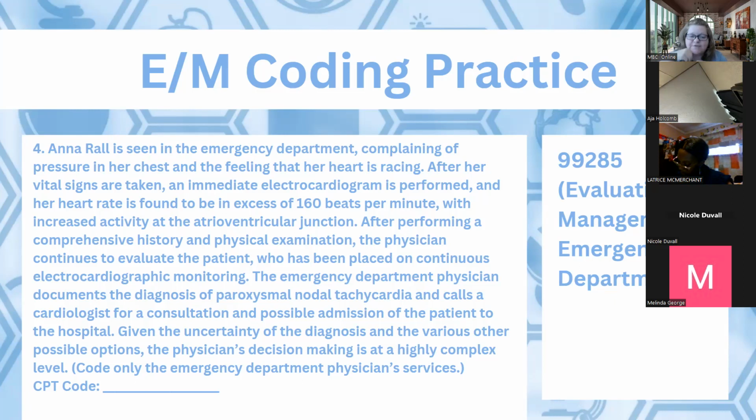Any questions about that one? This one's a little more, they just give you a lot of information. It's a lot of information to sift through. But that's a lot of what the job is, sifting through it. Any questions on that one? Now we got to 99285. Nope. Okay.